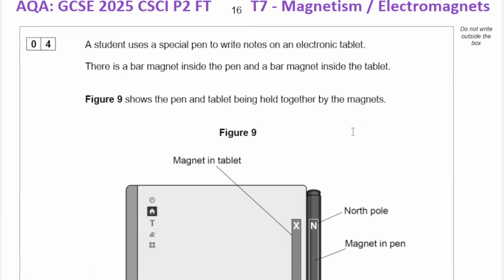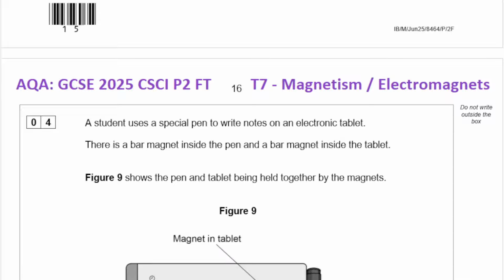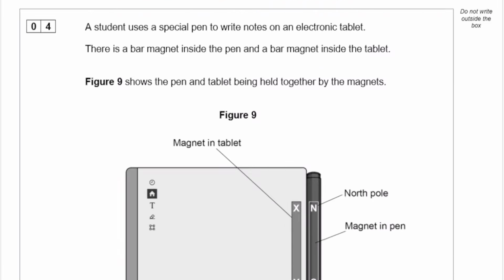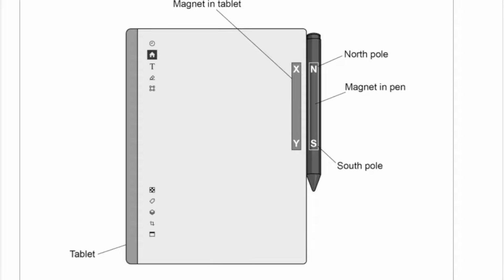Let's have a look at question number 4, which is on magnets and electromagnets. A student uses a special pen to write notes on an electronic tablet. There's a bar magnet inside the pen and a bar magnet inside the tablet. Figure 9 shows the pen and the tablet being held together by the magnets. I'm pretty sure most students would have a pen like this with a tablet. So you've got the north pole in the pen and the south pole. The magnet in the tablet, which you won't be able to see, is labeled X and Y.